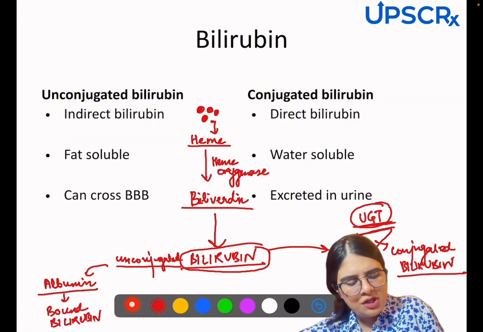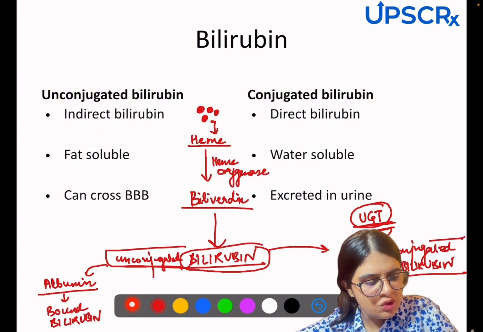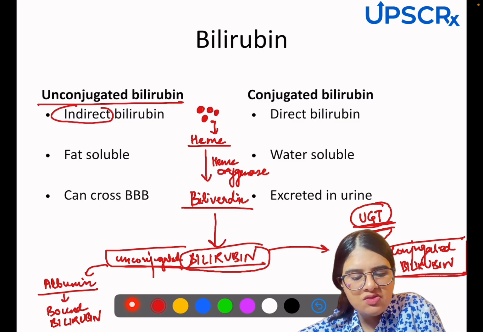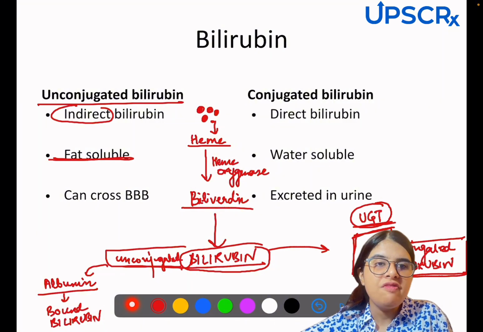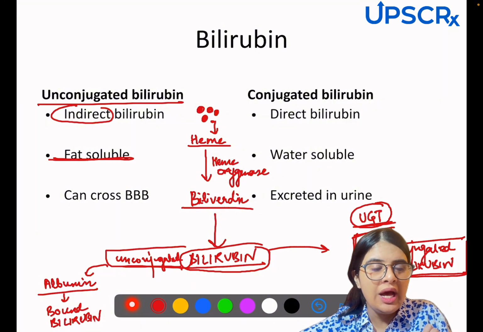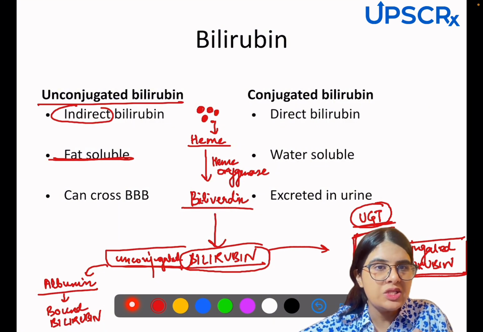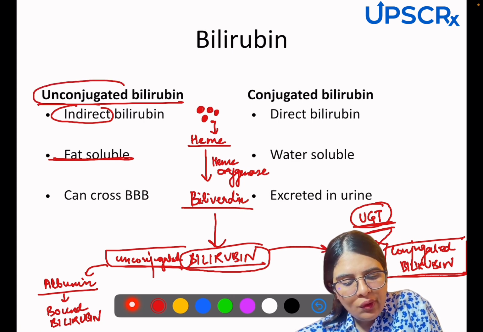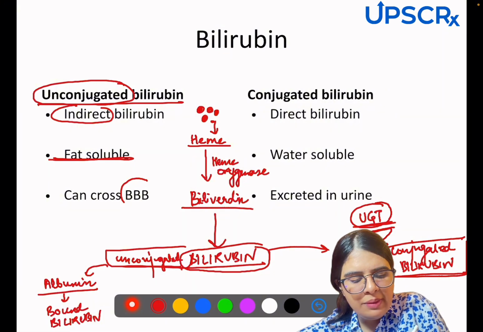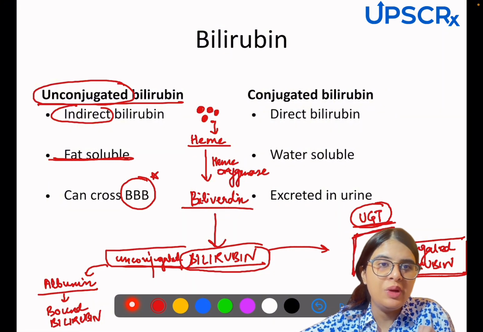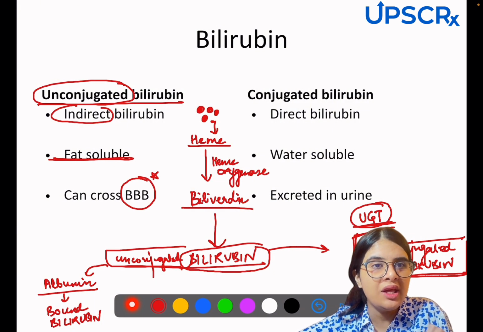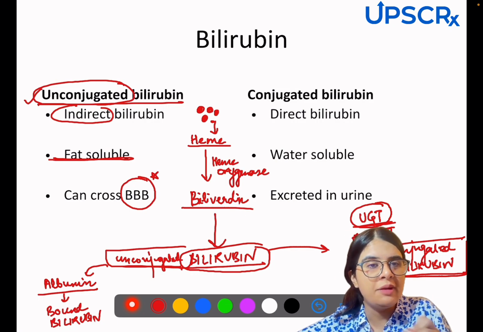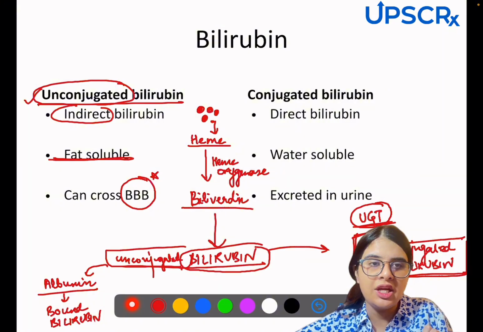Now what is the difference between unconjugated bilirubin and conjugated bilirubin? Unconjugated bilirubin is also called indirect bilirubin, and this is fat soluble, so it is not water soluble, and this form of bilirubin is not excreted in our urine. But the property of unconjugated bilirubin is that it can cross the blood-brain barrier. So which type of bilirubin causes kernicterus or bilirubin encephalopathy? It is unconjugated bilirubin. It can cross the blood-brain barrier and cause kernicterus, bilirubin encephalopathy.